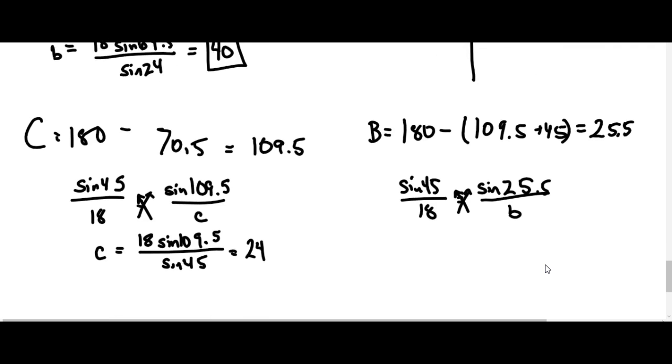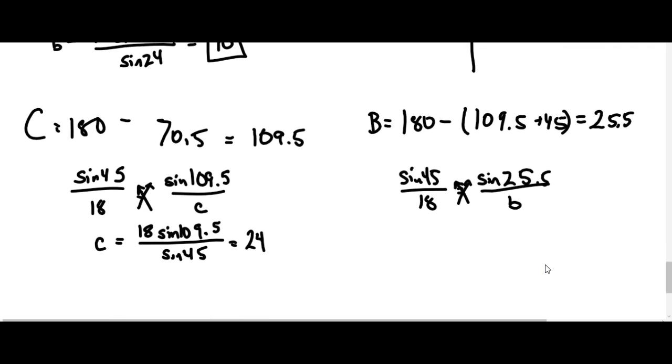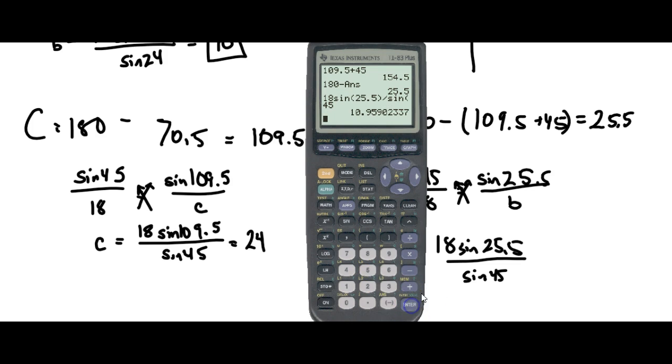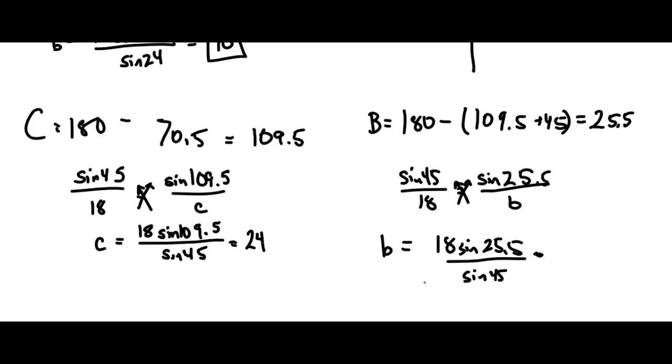So we're looking at sine of 25.5 over the side b. So we end up with b sine of 45 equals 18 sine of 25.5. So then b is equal to 18 sine of 25.5 over sine of 45 in the calculator. That gives us, let's see, 18 sine of 25.5 divided by sine of 45. We get 10.96-ish, so about 11. I guess we'll say 10.9 for that side.